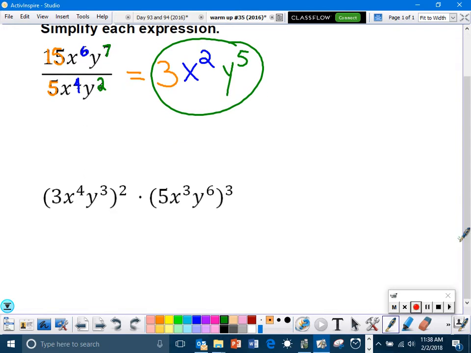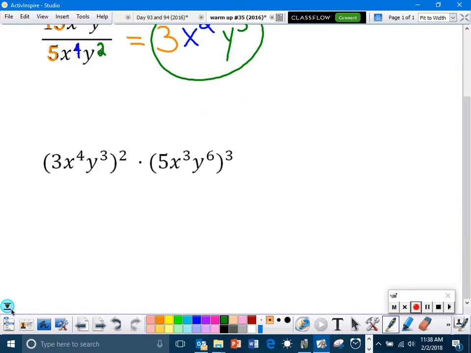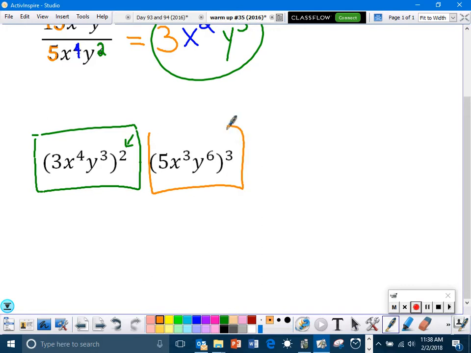Okay, the next one, you had a couple of these on your worksheet. Some of you asked me some questions about these. Okay, so first of all, we're going to do this one first. You will notice it's in parentheses, followed by a 2 for an exponent on the outside. And when we're done with that, then we will do this one. Again, it's grouped in parentheses with a 3 for an exponent on the outside.